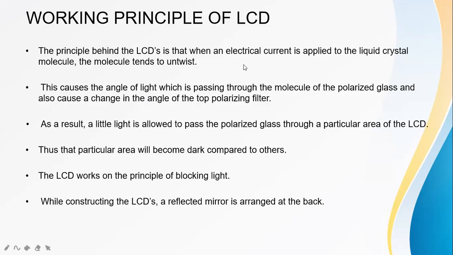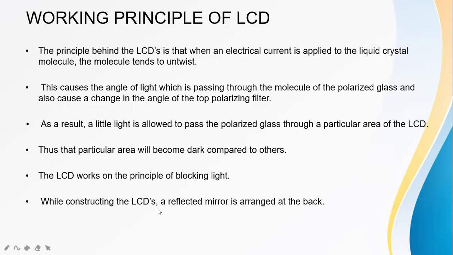That means whenever an electric field is applied, there will be a variation in the molecules. With this, the light is blocked from passing through the polarized glass in a particular area of the LCD. Thus, the particular area will become dark compared to others. The LCD works on the principle of blocking light. Here, the main thing is the blocking of light.